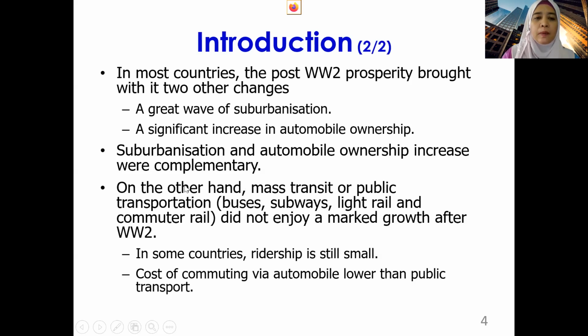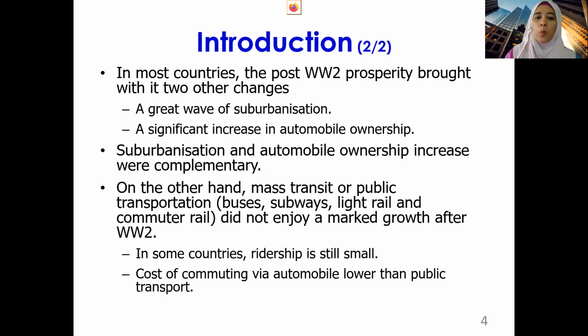What's the reason and what's the implication of this trend, whereby mass transit did not enjoy a market growth? In some countries, ridership is still small. Ridership means the number of users of the mass transit. So we call these users riders. So the rate of people using the mass transit is the ridership.